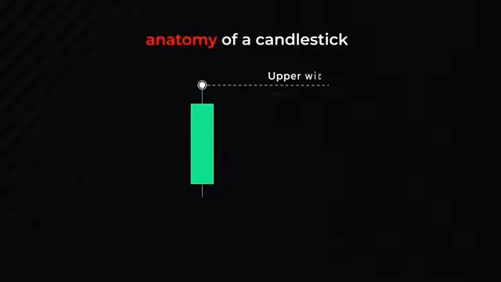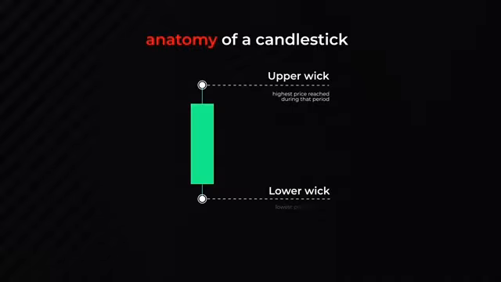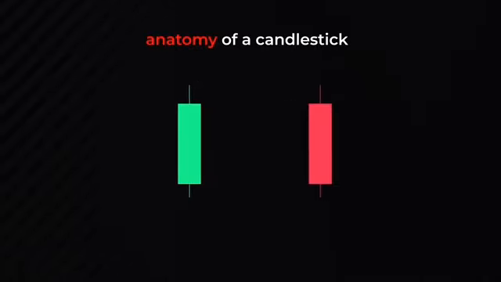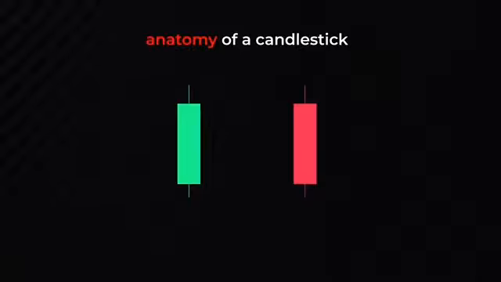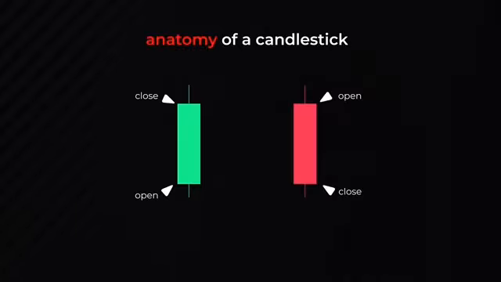The end of the upper wick shows the highest price reached during that period, while the end of the lower wick shows the lowest price reached during that period. For the candle's body, however, things are a bit different. On a green candle, the bottom of the body shows the opening price for that period, and the top shows the closing price. For a red candle, it's the opposite. The top shows the opening price, and the bottom shows the closing price.